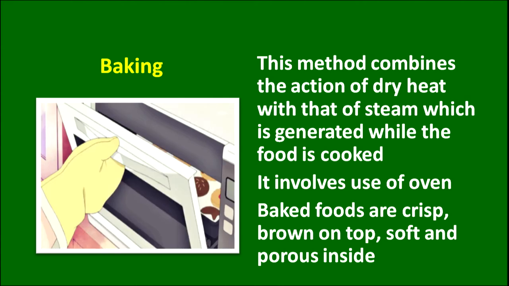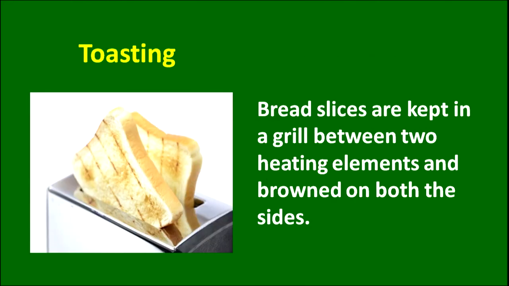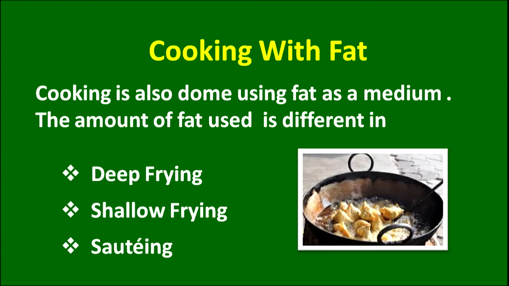It is the crispy food, brown, soft and porous. Toasting is generally done to make the food item, particularly bread slices, over the grill or in the toaster. It gives a mild brown color and turns the starch into dextrin, which gives a little sweetness to the bread.